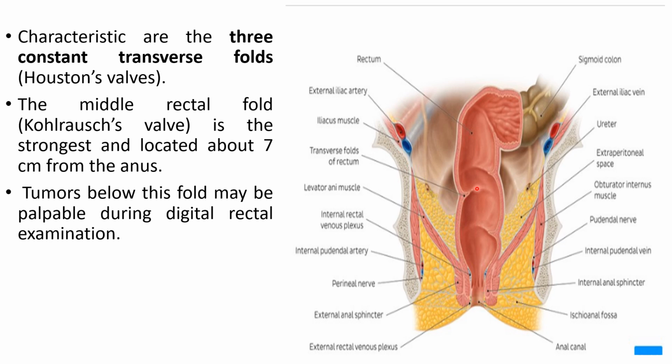There are three transverse folds, 1, 2 and 3. Three transverse folds of the rectum. They are called Houston's valves. In this, the middle one is called the Kohlrausch valve.